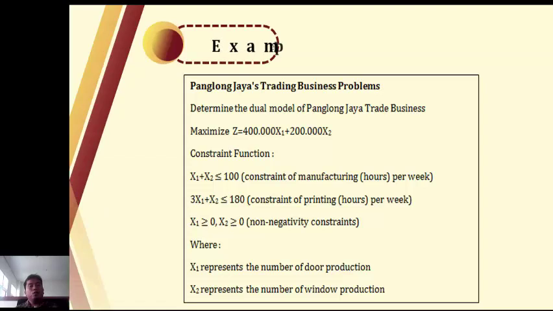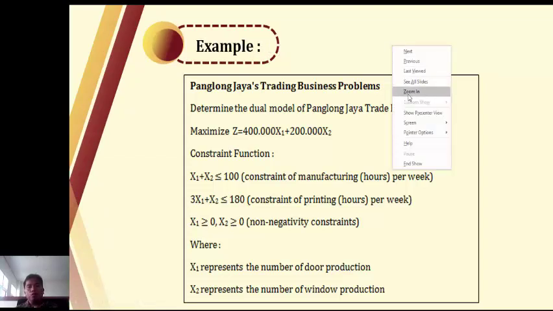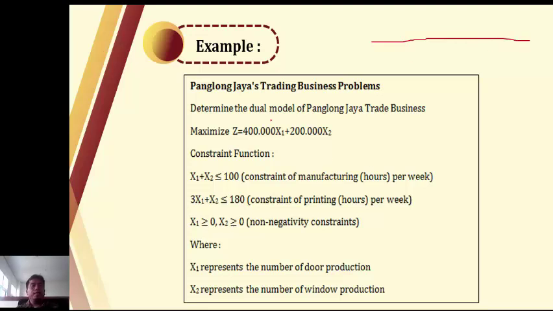This is the Panglong-Jaya trade business problem. If you want to see the original problem, you can open the link above. This is the primal model of the Panglong-Jaya trade business: maximize Z like this, subject to two constraints and the non-negativity constraints. You have to remember this: in the primal model, X1 refers to the number of doors that should be produced, and X2 represents the number of windows produced. And we have to change these in the dual model.